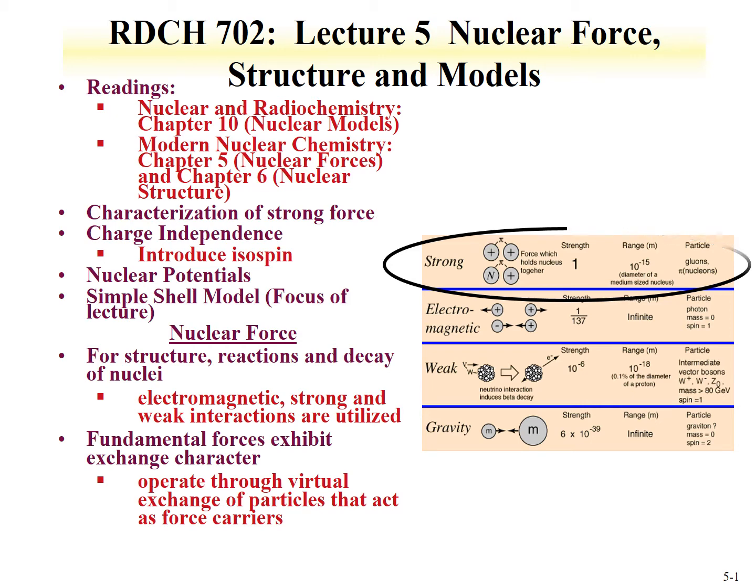We'll introduce the term isospin. We'll talk about how nucleons can be explored independently. So in other words, try to treat protons and neutrons as the same sort of particle. Then we'll go on a review of nuclear potentials, and then talk about the shell model.